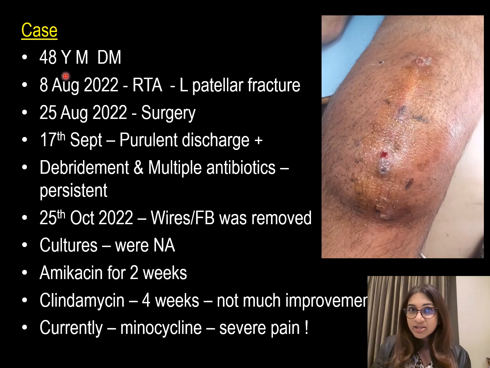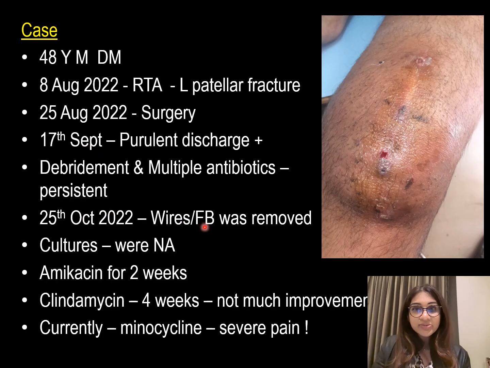This was a 48-year-old gentleman. He was a diabetic. He had a road traffic accident. It was a left patellar fracture, and then subsequently he had a surgery performed for the same. However, a few weeks after performing the surgery, there was a purulent discharge, and for this, he underwent a repeat debridement and received multiple antibiotics. However, the infection was still persistent. Subsequently, a month later, he underwent another surgery.